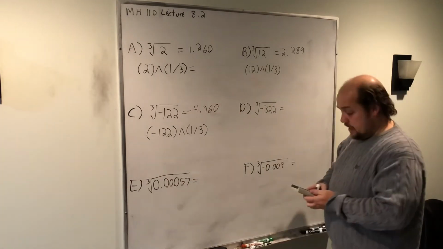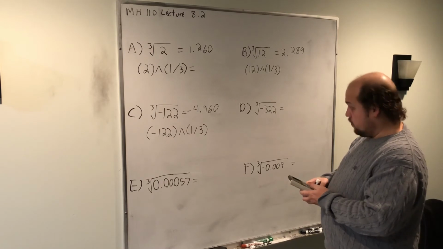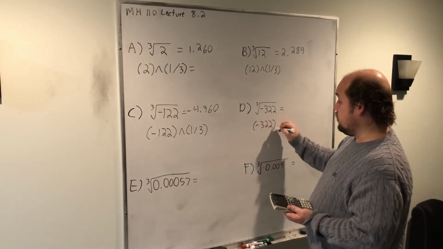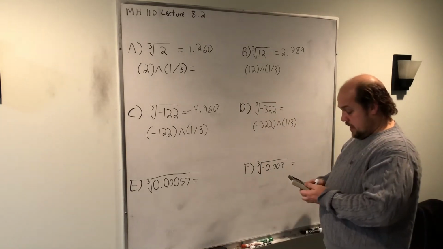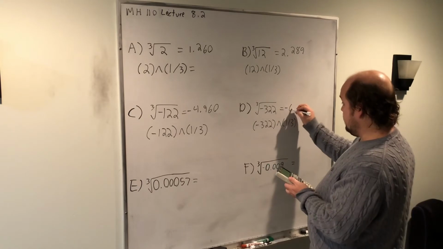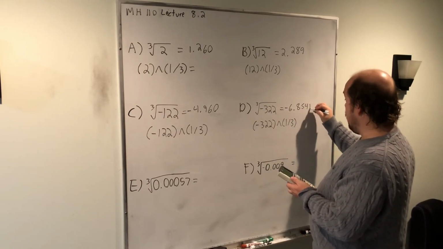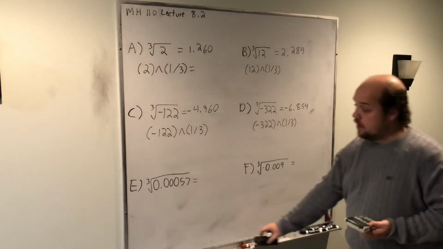For part D, I'm doing the same thing, but now with negative 322. So again, in the calculator, I'm putting in negative 322 to the power of 1/3. When I do that, I get an answer of negative 6.8541. I'm going to drop that 1 because it's 4 or lower.